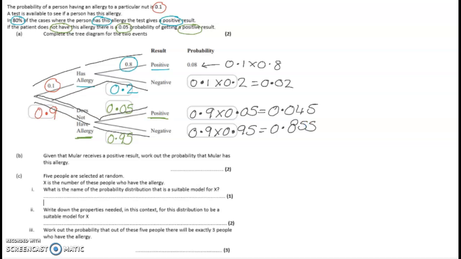In your test, you were awarded 1 mark for each of those empty boxes. So you were awarded 1 mark for the 0.9. You were awarded 1 mark for the 0.2. 1 mark for the 0.05. 1 mark for the 0.95. And then 1 mark for 0.02, 0.045 and 0.855. So there were a lot more marks available on that Google form.